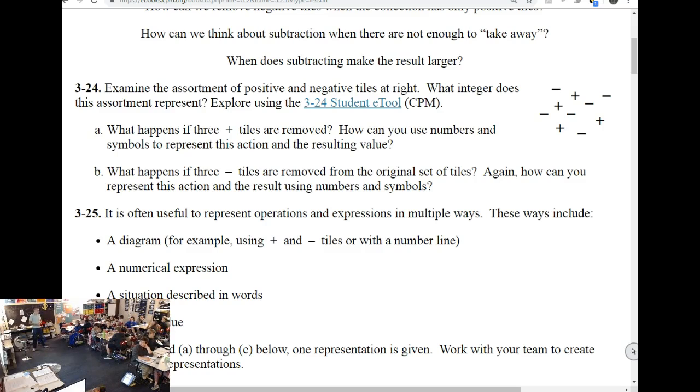So check out that group. On your notes, go ahead and write down what you think you see there from that cluster of tiles.